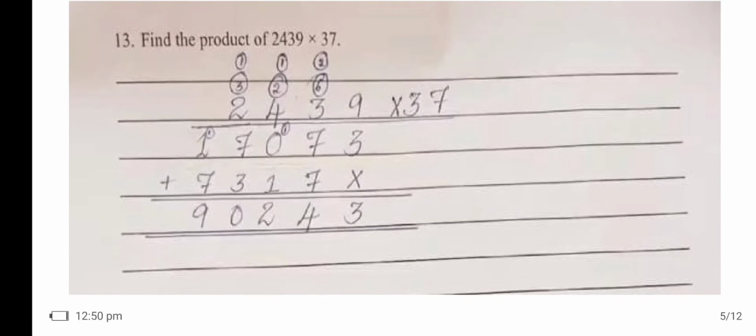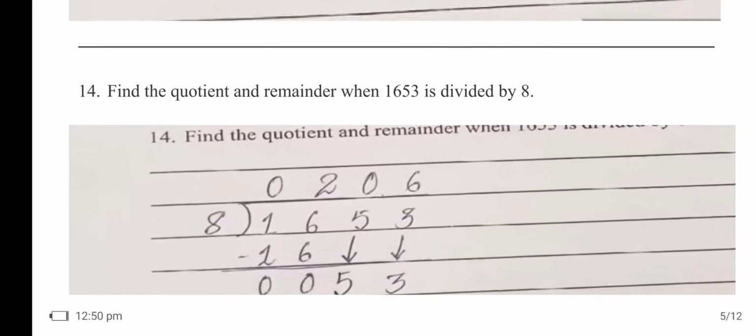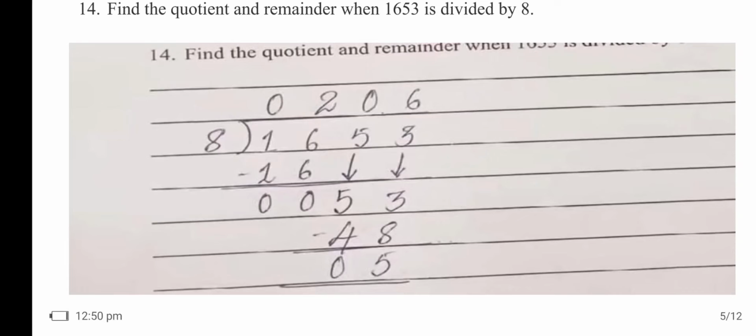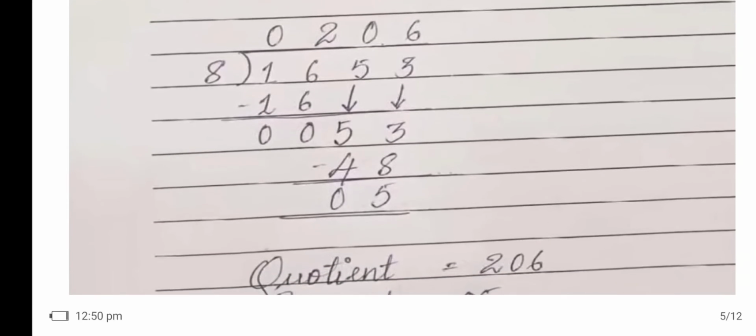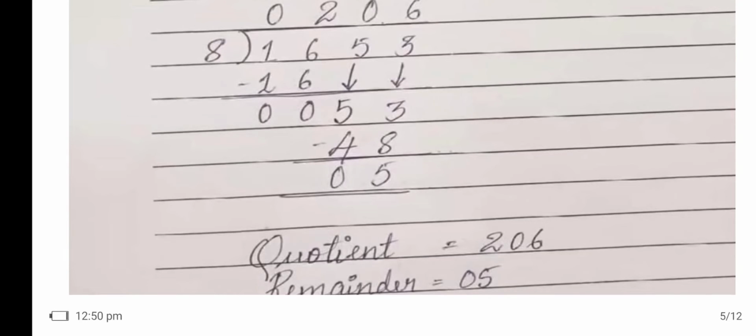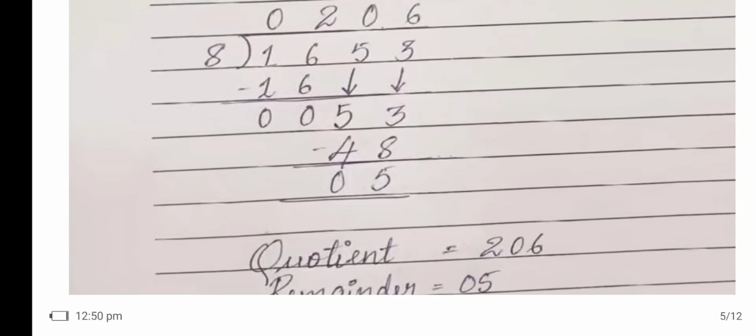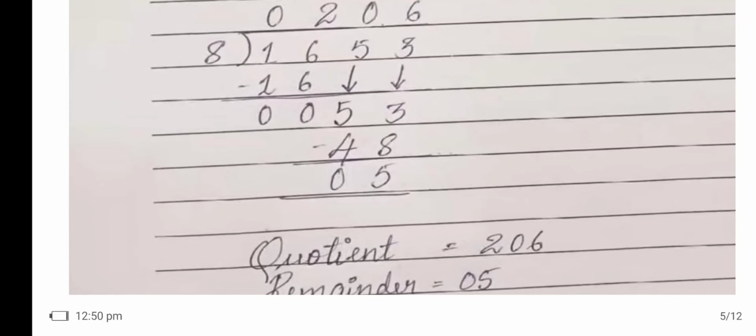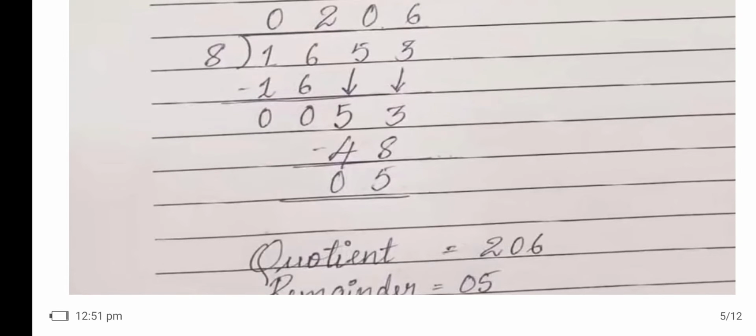Find the product of 2439 into 37. When we multiply, we get the answer as 90,243. Find the quotient and remainder when 1653 is divided by 8. See, like these, they will be asking you some division and multiplication sums. So it is very important that you learn the tables. Learning tables is very, very important for your math exam.